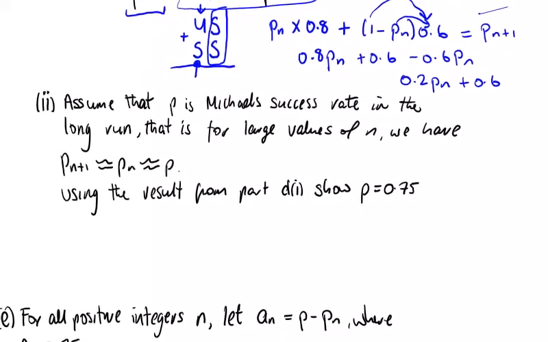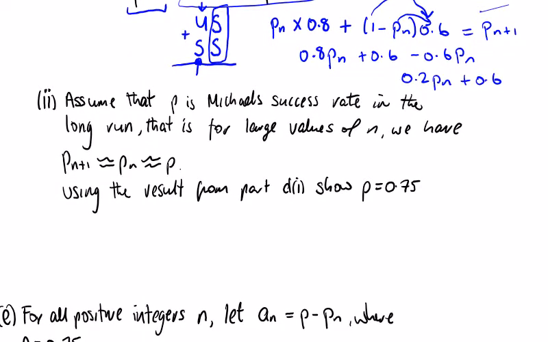Assume that P is Michael's success rate in the long run. That is, for large values of n, we have Pn plus 1 approximates to Pn and approximates to P. Using the results from D part 1, show that P is equal to 0.75. Okay, well, the unknown we have here is this Pn. And we're told that it approximates to P and approximates to Pn plus 1. So this Pn plus 1 here, we can replace with the unknown that we have as Pn.